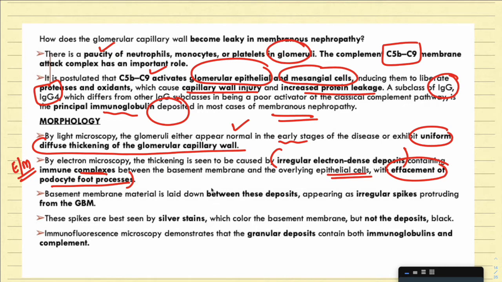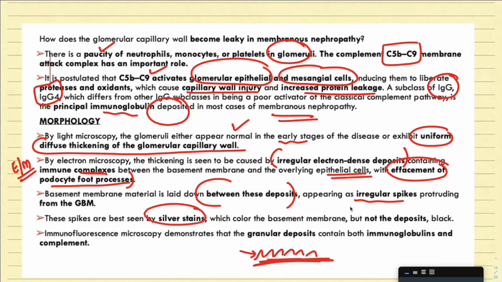Now basement membrane material is laid down between these deposits. In between the electron dense immune complex deposits, you will always see basement membrane material, which appears as a spike. If this is the electron dense deposit, basement membrane deposit will also be laid like this. So it looks like irregular spikes protruding from the glomerular basement membrane. These spikes are best demonstrated by the silver stain. Remember, the silver stain colors only the basement membrane material, but not the electron dense deposits.